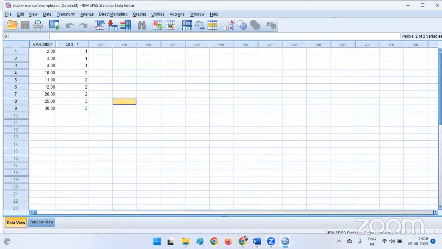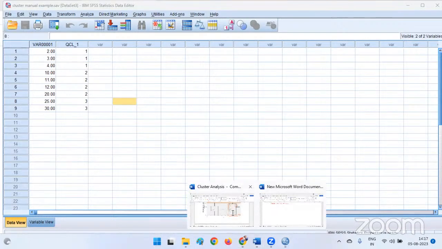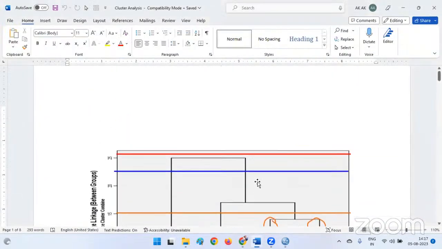Then I will show you a research paper also in which cluster analysis is applied. It is a Scopus published paper, one of my research papers. We'll show you later.